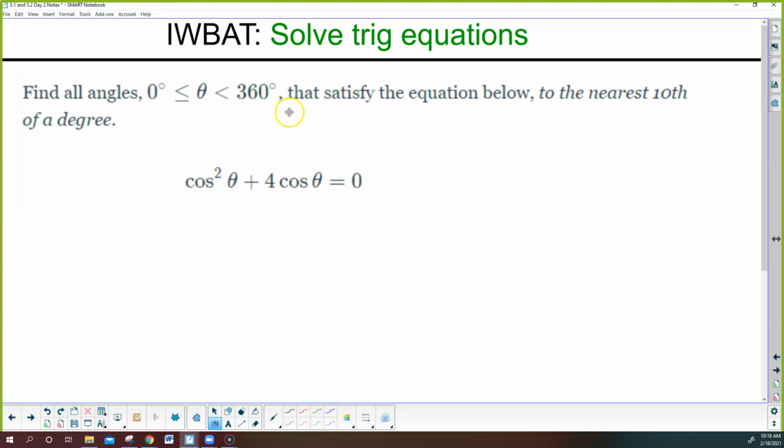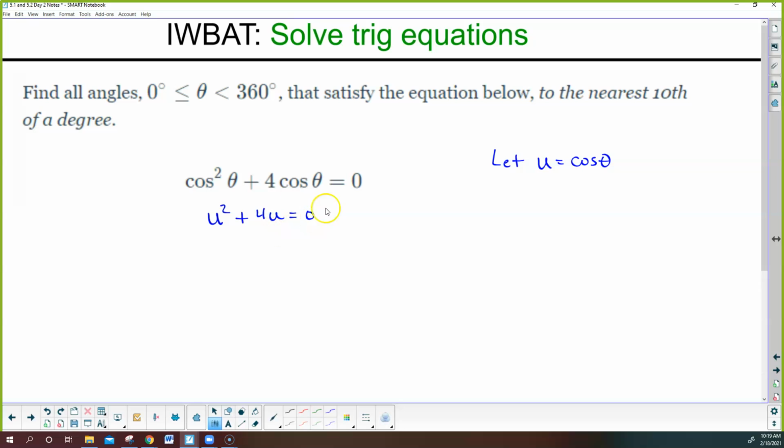Okay, so what is it? It's the same question. Find all the angles between 0 and 360. Notice we're in degrees, so our answer should be in degrees, that satisfies the equation below, rounded to the nearest tenth of a degree. So I've got cosine squared theta plus 4 cosine theta equals 0. If you don't like this, you could do the u substitution again. I'm not saying you have to, but if instead of cosine I call it u, that means I have u squared plus 4u equals 0.